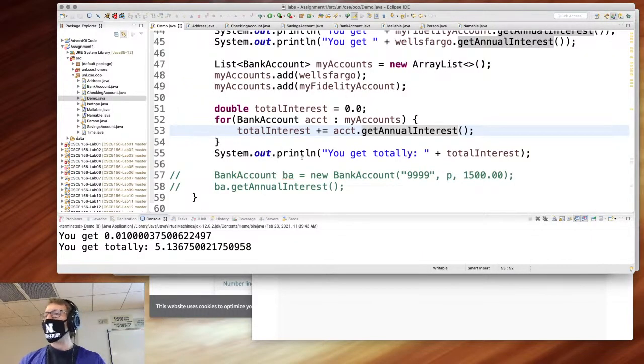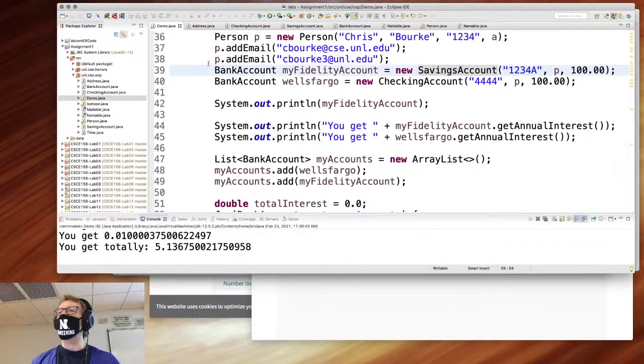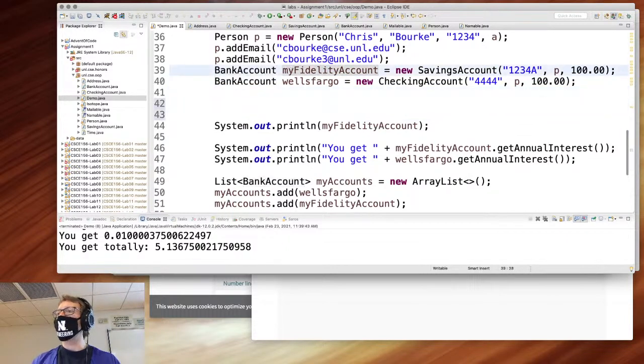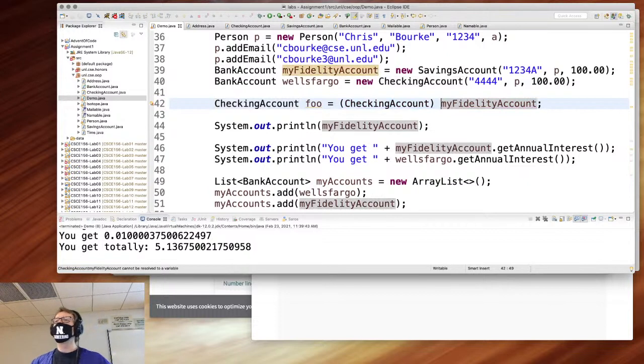Over here, likewise, I can treat a savings account like a bank account. It's a super type. But what would happen if I tried to force my Fidelity account, which is a savings account, to become a checking account? Equals my Fidelity account. Can't do that, right? I can't force a savings account to become a checking account unless I do something like this. Does that look familiar? Yep, that looks like typecasting to me.